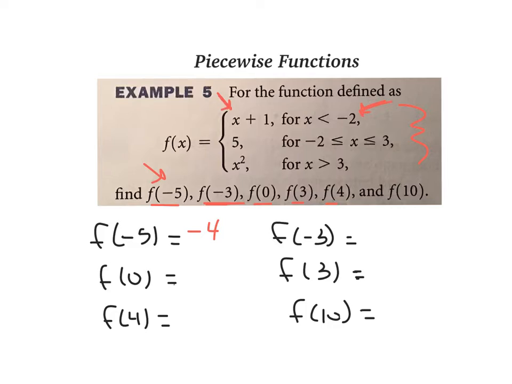So I'm going to plug it in here. -3 plus 1 is -2. 0 is next. Plug in 0. Where does 0 fit? 0 fits in here. 0 is between -2 and 3. And it says anytime that happens, you plug it in there, you're just going to get 5.